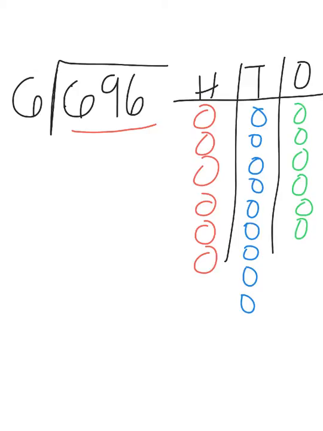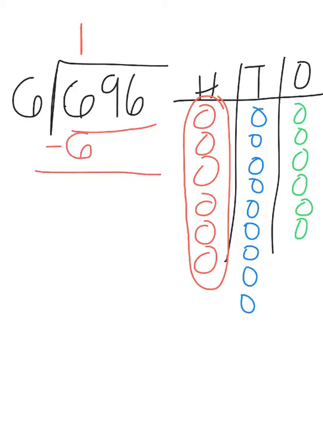So if we look at our hundreds, how many hundreds do we have? We have 6. How many groups of 6 can I make? 1. Let's circle it. 1, 2, 3, 4, 5, 6. So that's one group of 6, and I'm going to put it over here. Out of my 600s, I've made one group of 6. So 6 times 1 is how many? 6. Do I have any hundreds left over? No. So I can write 0.